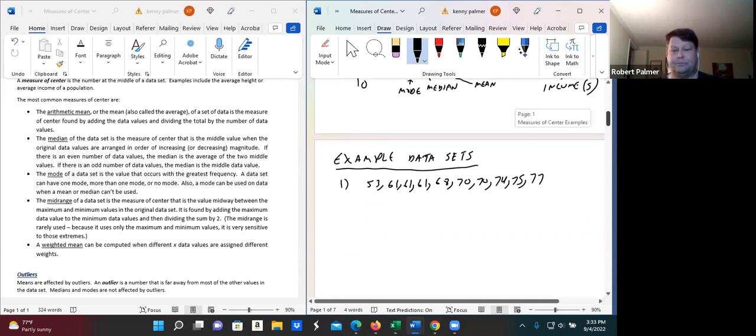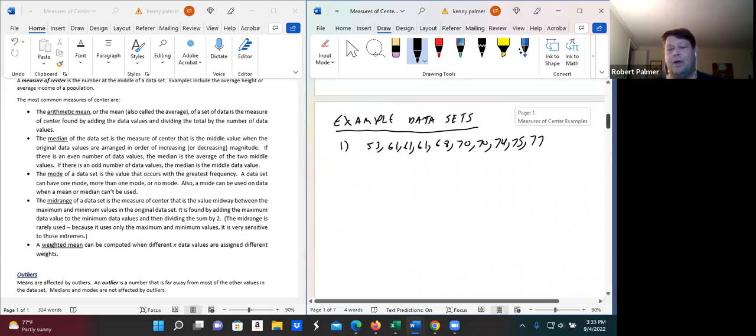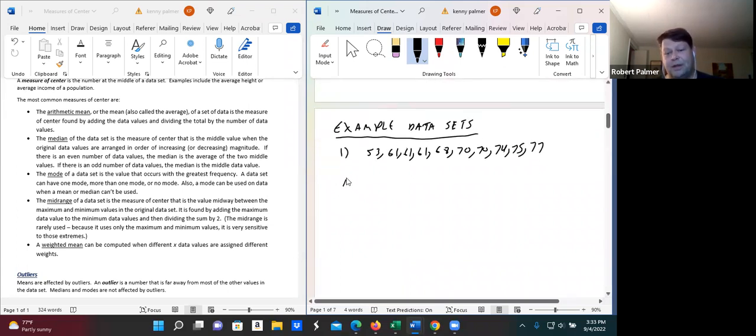Let's imagine maybe these are test scores. Let's find the mean, median, mode, and mid-range, except for the weighted means, which doesn't apply here because all our grades are weighted the same. I'm not necessarily going to do them in that order. So first one, let's find the mode. Let's find the easy ones first. Remember, the mode is the most frequently occurring value.